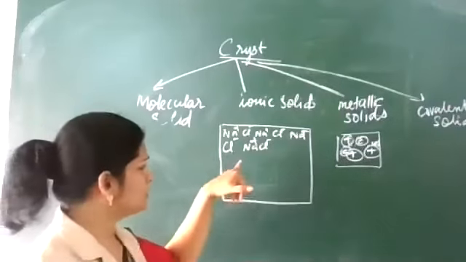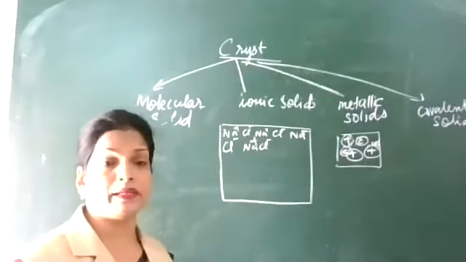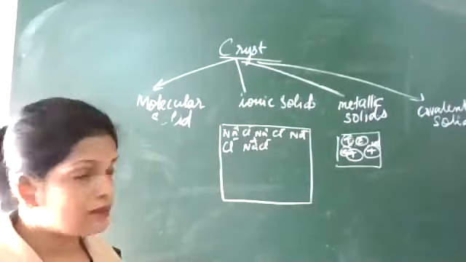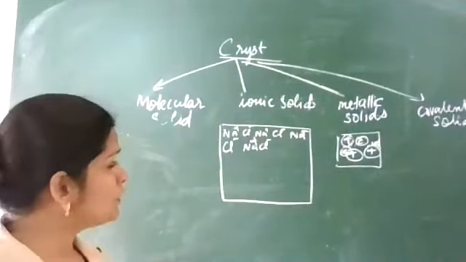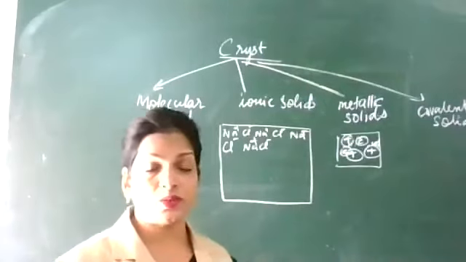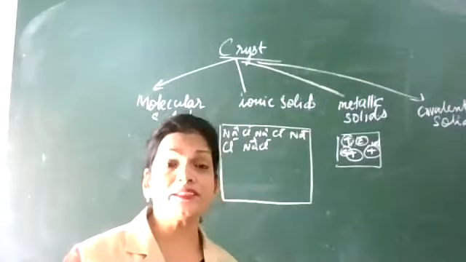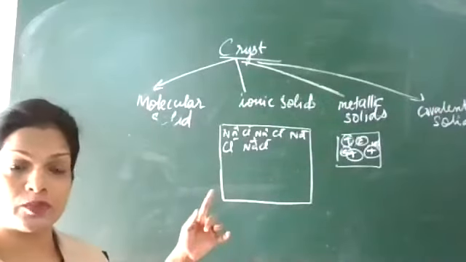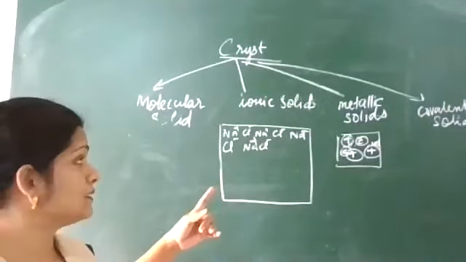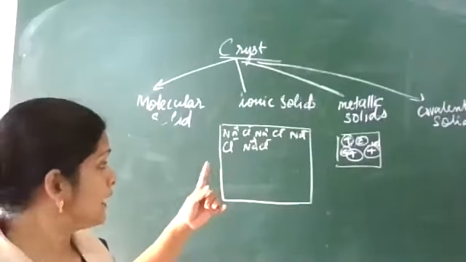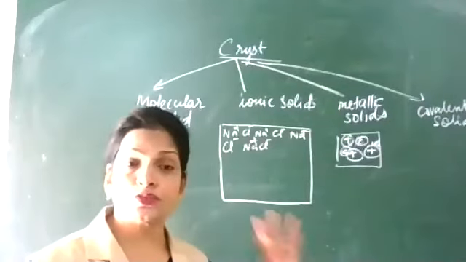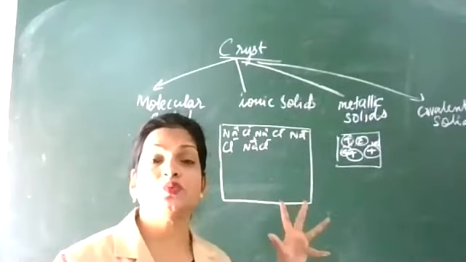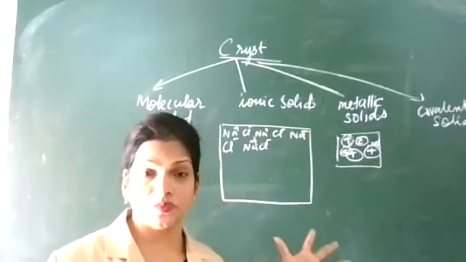Now, what about the melting point of ionic solids? NaCl melting point is very high, about 1350 degrees Celsius. That means ionic solids, due to the strong force of attraction between positive and negative ions, Na plus and Cl minus, have a very high melting point.